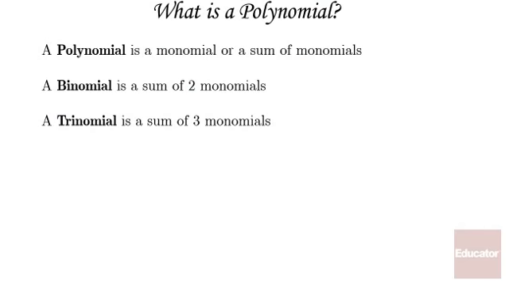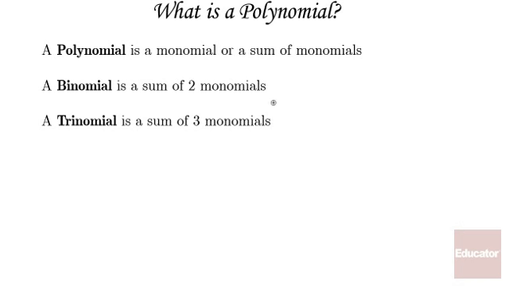A polynomial is an expression in which the terms are monomials. If there's only one term, then we simply call that a monomial. If we have a sum of monomials, or if they're combined by subtraction as well, we call it a polynomial.